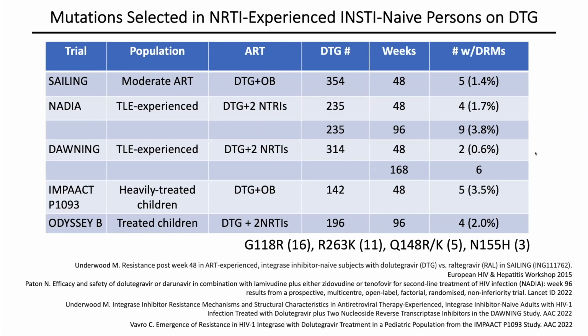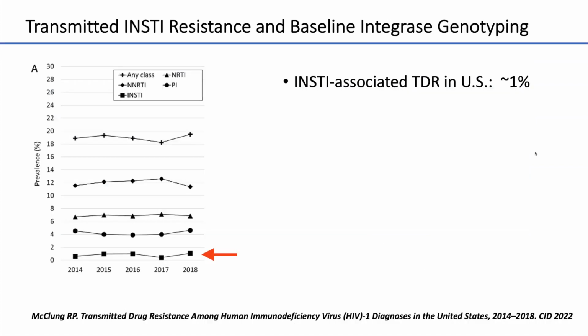Each of the 29 subjects with emergent mutations had one or more mutations at positions 118, 263, 148, or 155, the mutations we mentioned earlier when reviewing the mutation chart. The figure on the left here shows that in the US, transmitted INSTI resistance mutations occurred at a prevalence of about 1% in 2018. And more recent data that Dr.